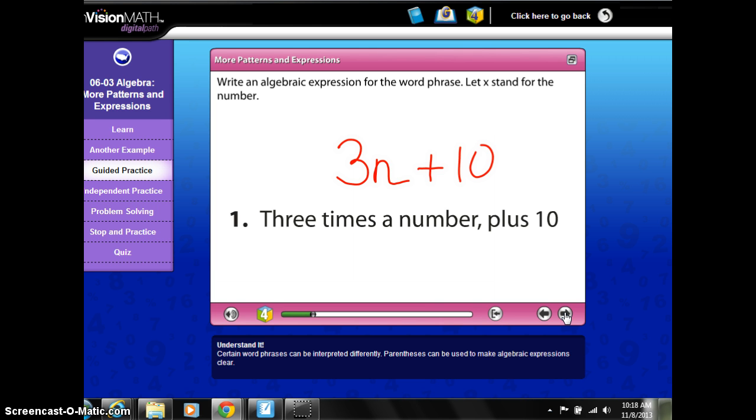Now, could we have done it differently? Aiden, how could we have done it differently, other than using a different letter of the alphabet? I don't need to hear a different letter of the alphabet. What could we do differently? Aaron? You could have put the 10 first, right? 10 plus 3 times a number. Now remember, we can write 3 times n, but sometimes that's confusing because that x makes us think that it's a letter of the alphabet.